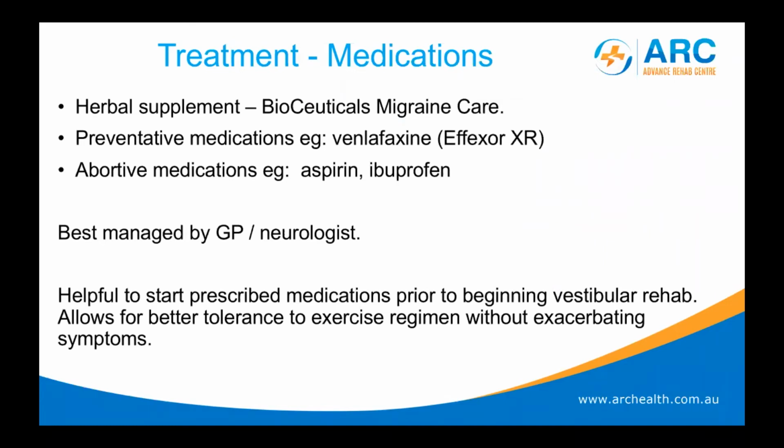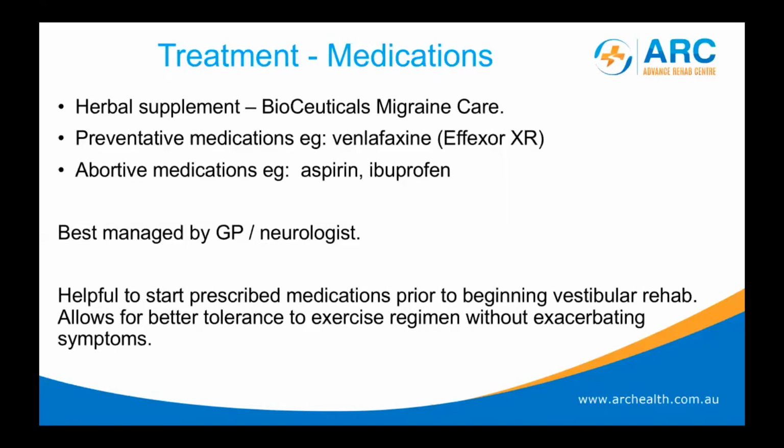Now, what can we do for treatment of vestibular migraine? Often this is a multidisciplinary approach. Quite commonly, a herbal supplement called Migraine Care, by Bioceuticals, is recommended to patients by the neurologists who specialise in this area as a first port of call, because for some clients this really helps. People are usually asked to take it for a couple of months because it takes a little while to build up in the system and take full effect. So that's one herbal remedy that can help some people.